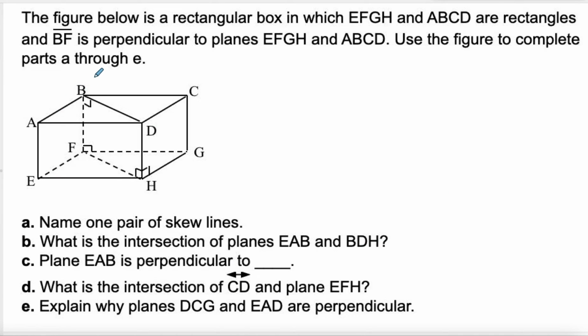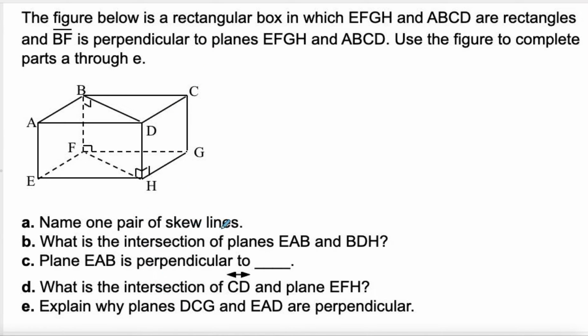The figure below is a rectangular box in which EF, GH, and ABCD are rectangles, and BF is perpendicular to the above plane and the bottom plane. Use the figure to complete parts A through E. Again, I want you guys to pause the video and solve these problems by yourself first.